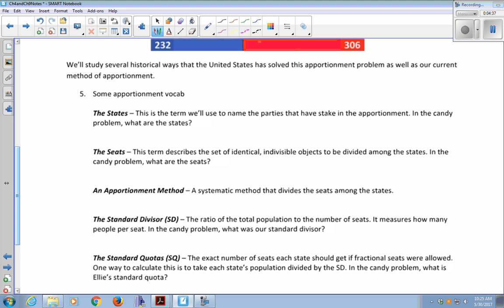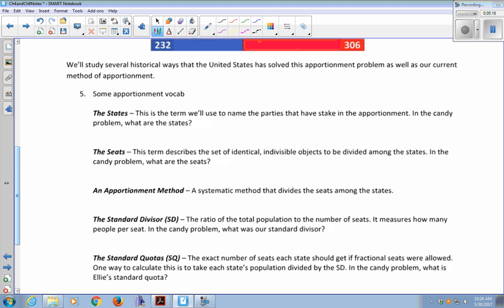So some vocabulary that we're going to refer to as we do apportionment problems, because this is so often a political problem, and we're going to think about it in terms of our country's electoral college and House of Representatives, we're going to use the term the states to name the parties that have a stake in the apportionment. In the candy problem, the children are the states. They're the people getting stuff. That's who we're giving things out to. And then the seats, that describes the set of identical indivisible objects being given out. So in the candy problem, the candy is the seats.